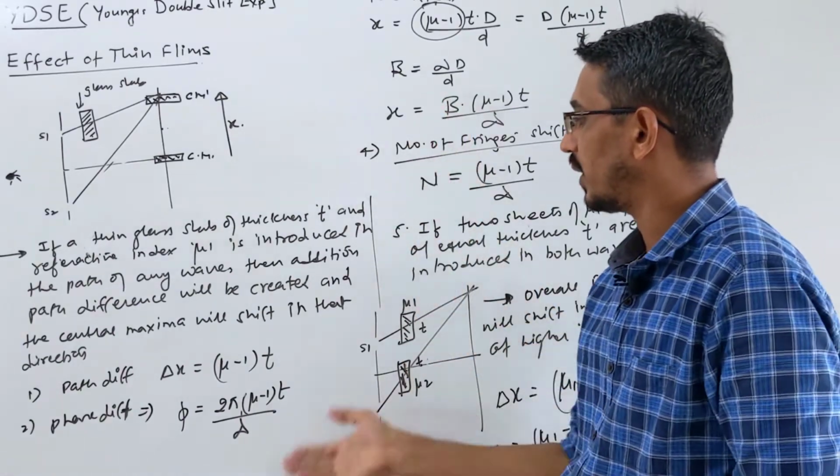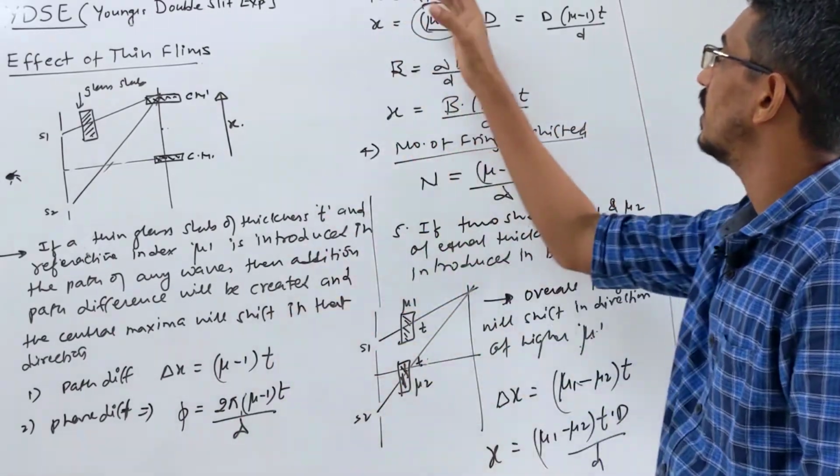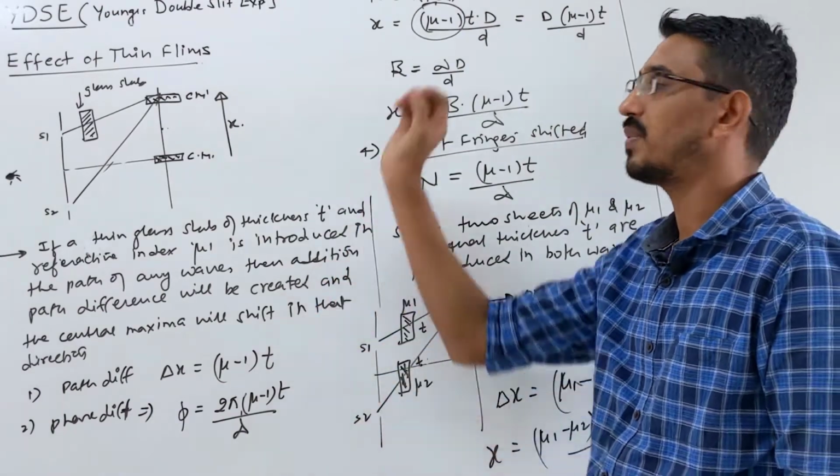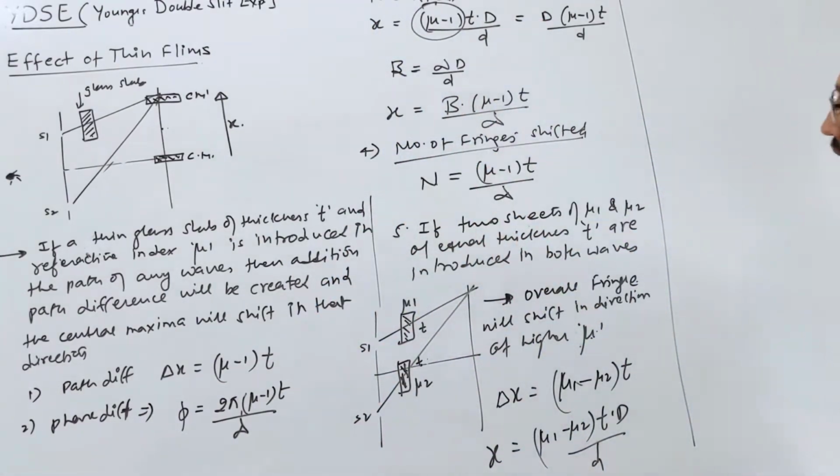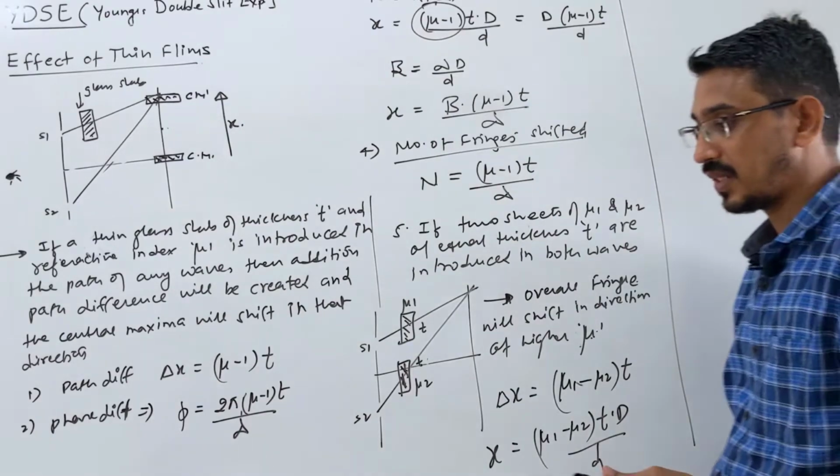Then small questions: what is the path difference? What is the phase difference? What is the amount by which the central maxima is shifted? And how many fringes are shifted? Clear? Okay. Then here we have one more small point.